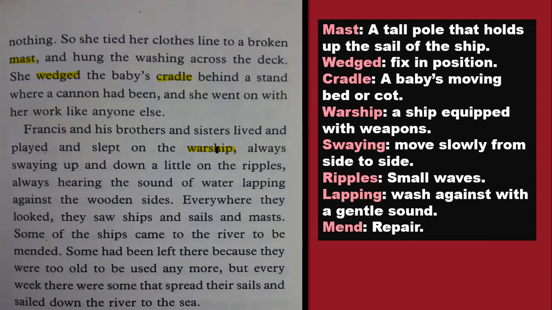And they were always swaying. Swaying is moving slowly from side to side. So they were swaying up and down. What were they doing? They were moving up and down slowly on the ripples. Ripples are small waves. Okay, so they were always moving up and down on the ripples, because definitely if you are living at the side of the river, then the small waves are continuously coming and striking the ship, and they used to enjoy that, always hearing the sound of water lapping against the wooden sides.